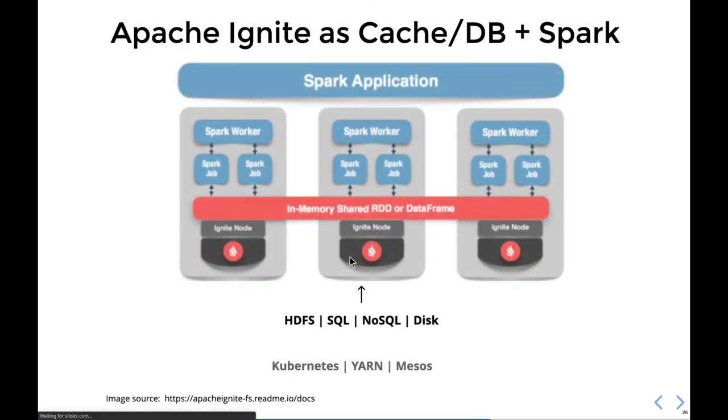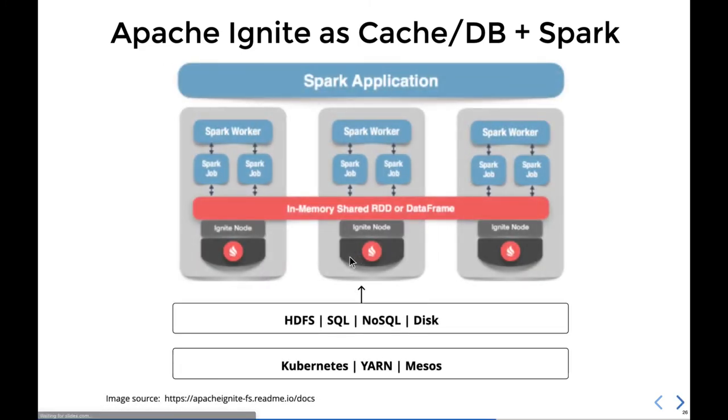Also we can have different data sources, and if we can run them in Spark, that means we can deploy it in various cluster management tools or container orchestration tools like Kubernetes, Yarn, and Mesos. Yarn is mostly a resource manager, and Mesos can work for both containerized and non-containerized applications.